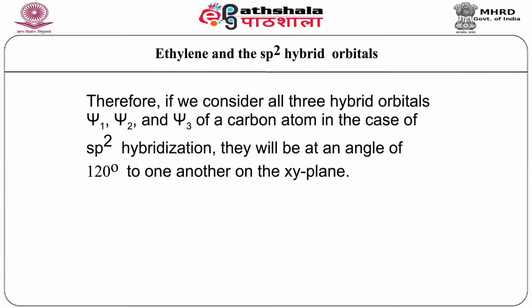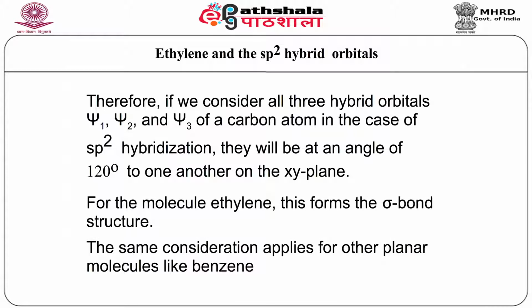Therefore, if we consider all three hybrid orbitals Ψ1, Ψ2 and Ψ3 of a carbon atom in the case of sp2 hybridization, they will be at an angle of 120 degrees to one another on the xy plane. For the molecule ethylene, this forms the sigma bond structure. The same consideration applies for other planar molecules like benzene.